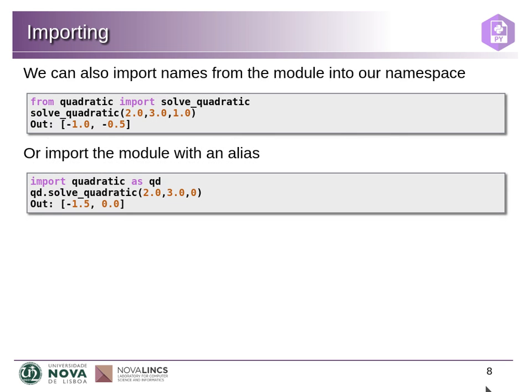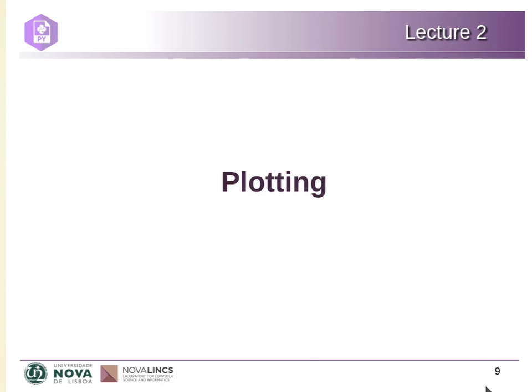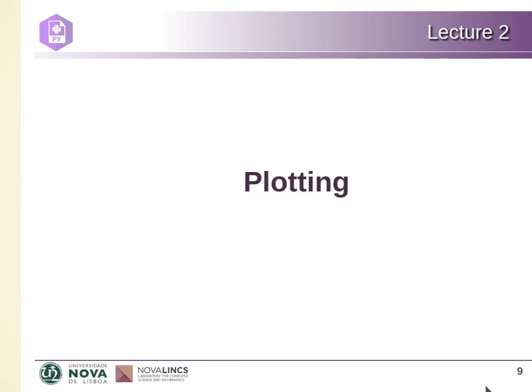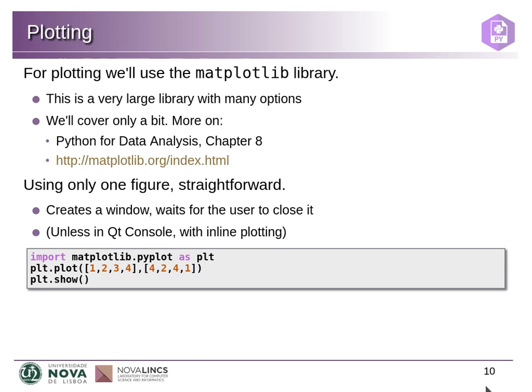Also, if you have a module that has a large name and you want to import that name but don't want to type that name all the time, you can use this alias. So I can import quadratic as QD, and now this is the name I call the module here. This can help to avoid collisions between names, or just to simplify typing in some cases for very widely used modules. So let's see an example of how we can use this to do plotting.